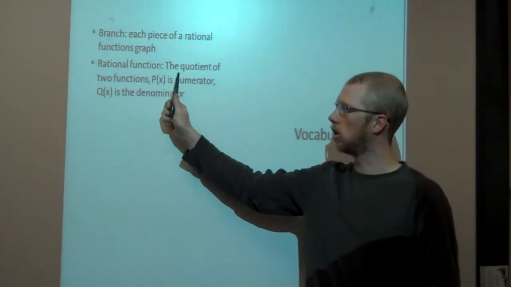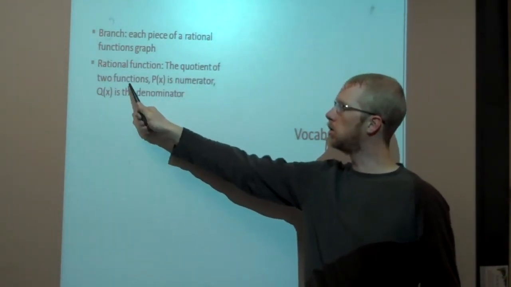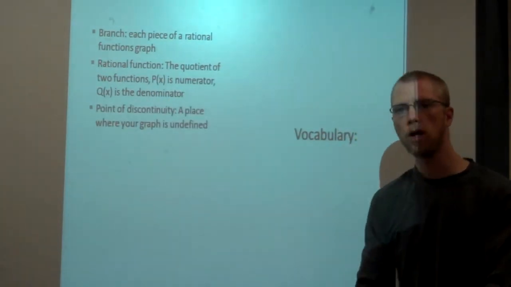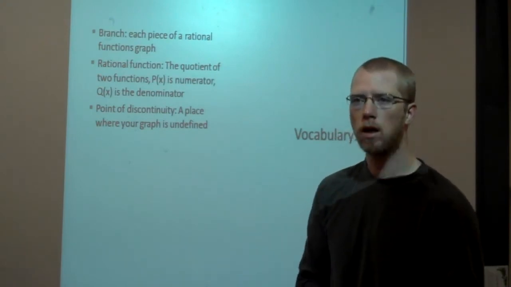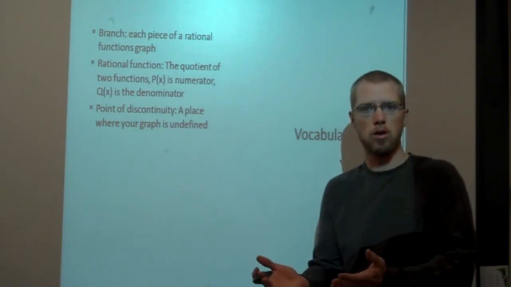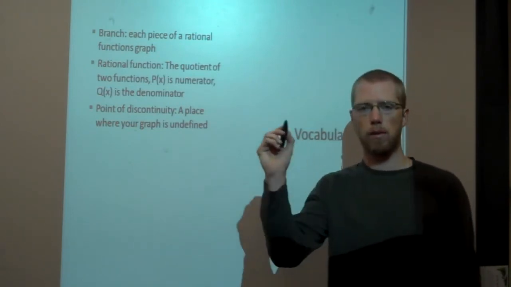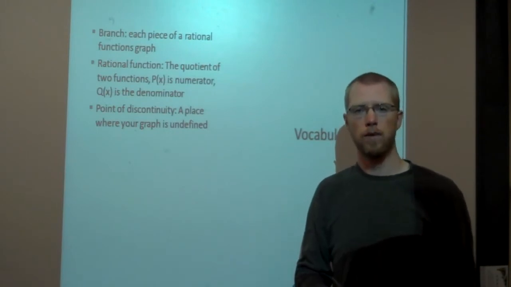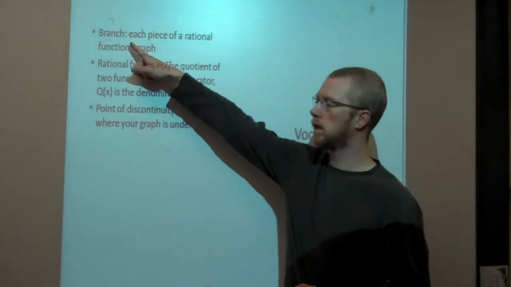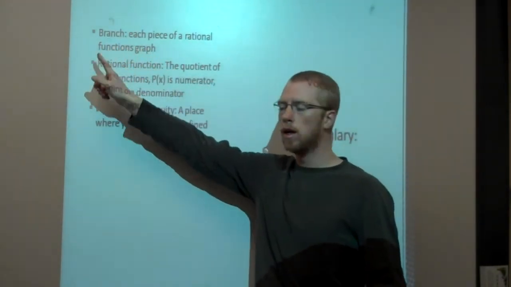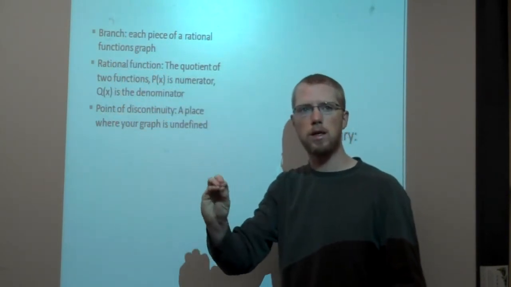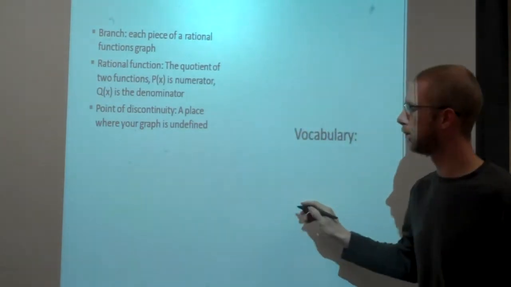Again, a rational function is the quotient, meaning division, of two functions. P of x is the numerator, q of x is the denominator. A point of discontinuity is going to be created whenever the graph is discontinuous or discontinued. So anytime I pick up my pencil and have to start the graph again would be a point of discontinuity. What we have to realize is a branch is each piece of the actual graph, and a discontinuity is every place between those branches.